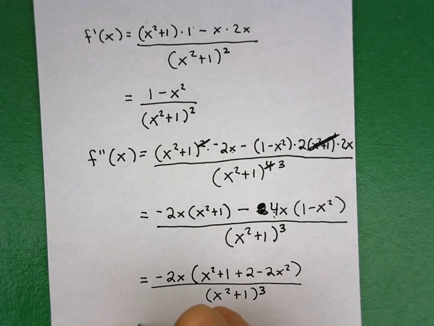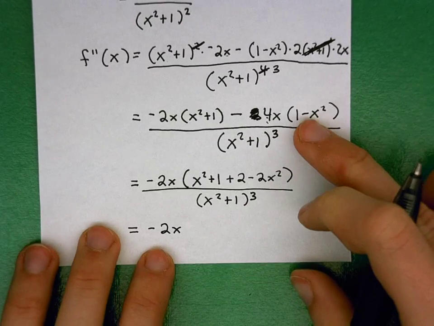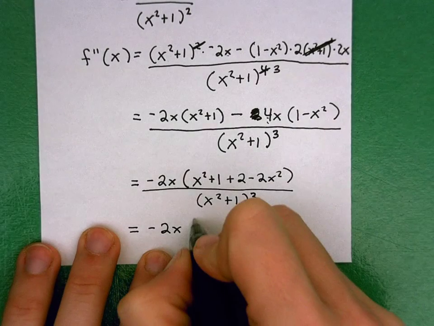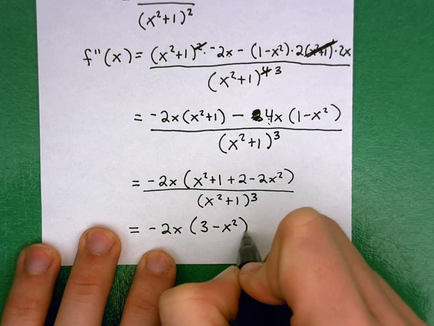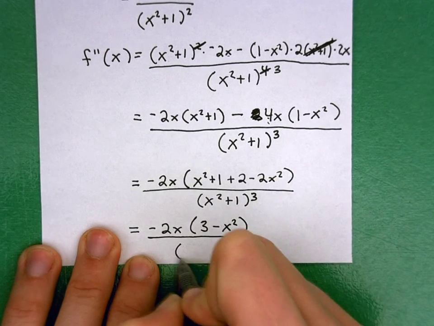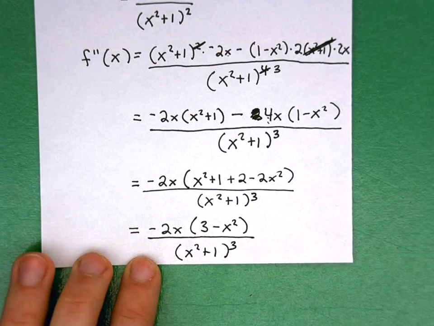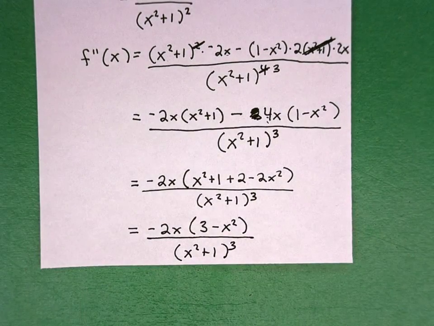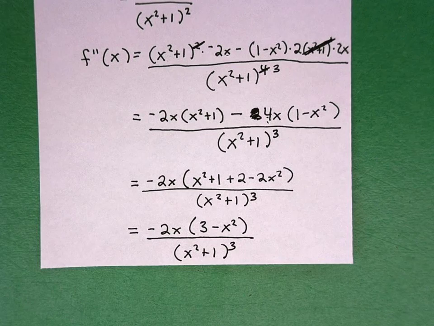And so then, cleaning this up one step further, we do have negative 2x times 3 minus x squared, all over x squared plus 1 quantity cubed. And it's at that point that we can start to look for our zeros to put on our number line, and then also if there had been discontinuities, those would be on my number line as well.